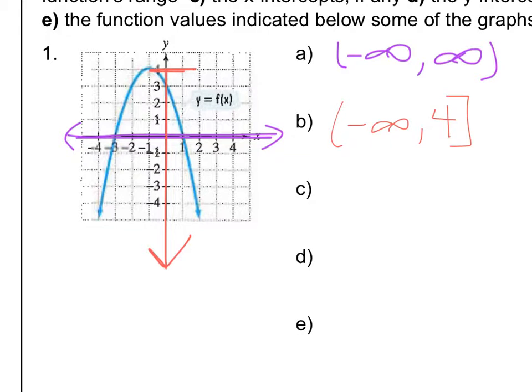How do you know that it's a bracket? Because it hits 4. You're going to see in a second it's going to be mostly brackets unless you see an open circle. If you see an open circle, then you're going to have to put parentheses. And we're going to see those on the next page. Questions on A or B?